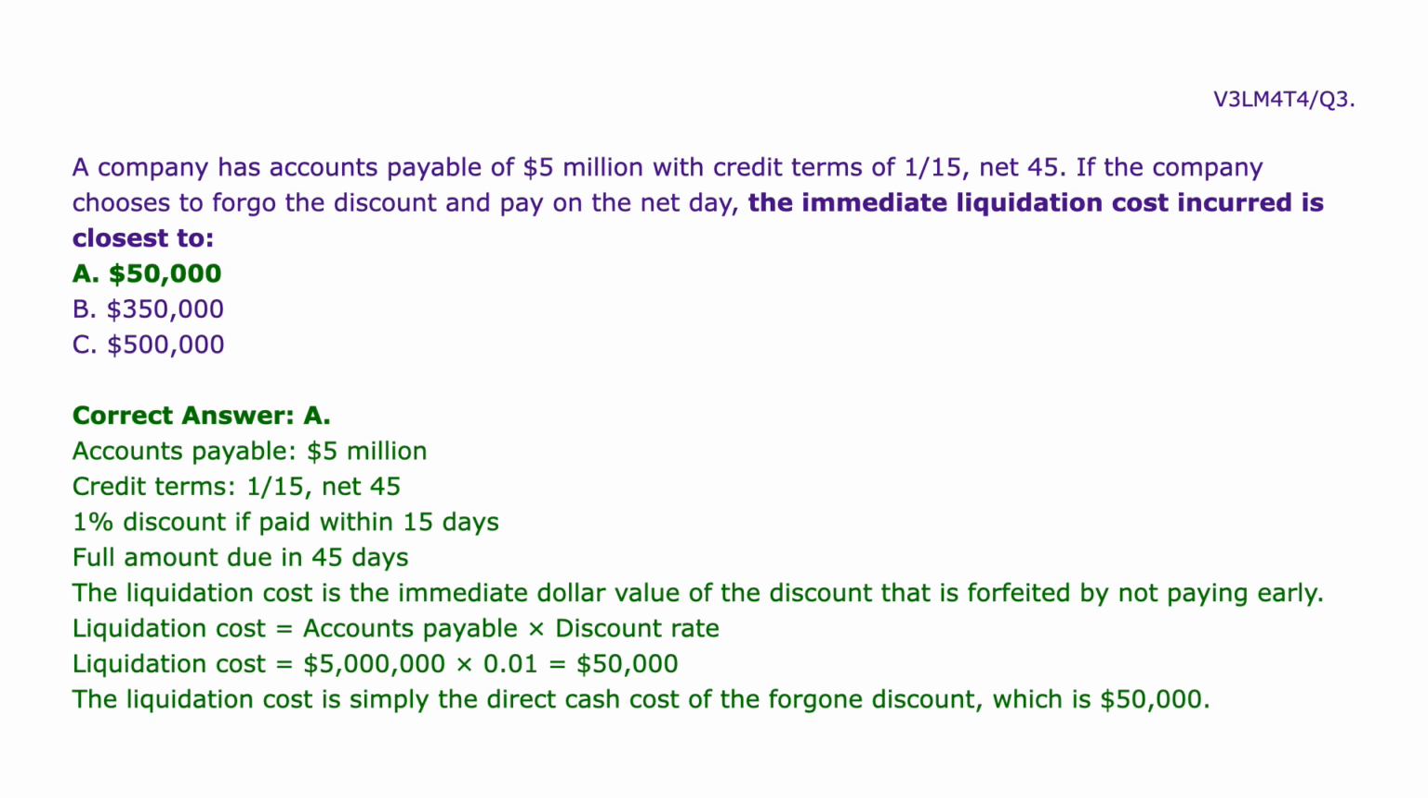This cost represents the price the company pays to use the supplier's funds for the remainder of the net period, in this case, an additional 30 days.